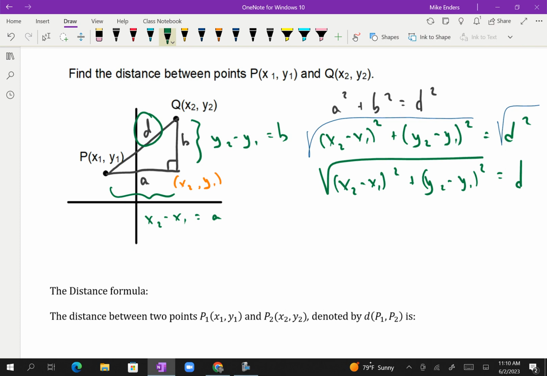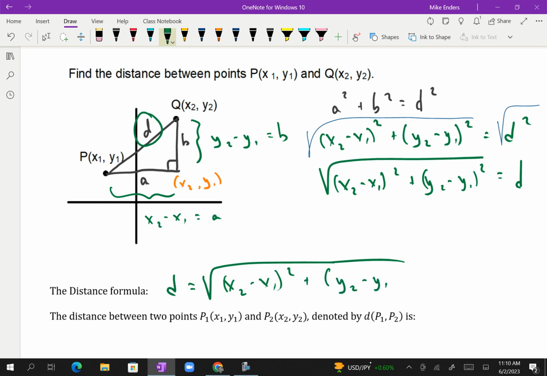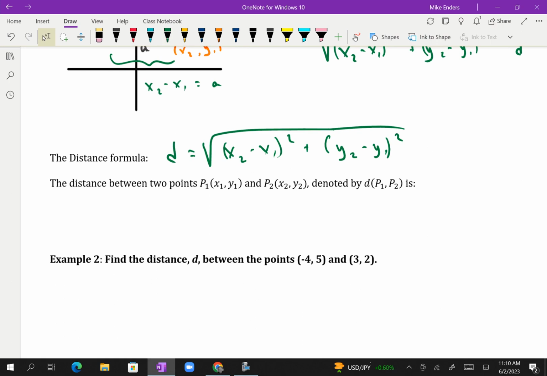So that is indeed the distance formula. Normally we rewrite it a little bit and we put D first. So the distance between any 2 points is the square root of the change in the horizontal distance squared plus the change in the vertical distance squared. And that is our distance formula. So that is the distance between any 2 points. And that's what we're saying here. The distance between points P1 and P2, denoted by d(P1, P2), is this particular formula.